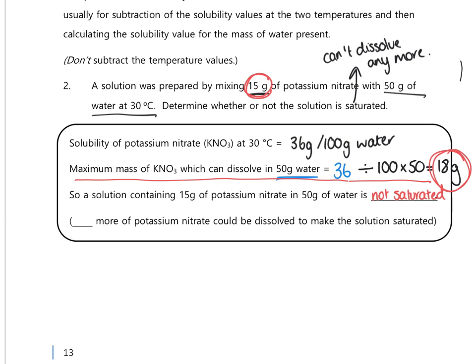So again, there's a couple of different ways you can do this question, but this is the best way to keep it similar to our other calculations. Look at your solubility value and then change it for whatever mass of water that you have. And then bear in mind what your solubility value tells you is the maximum mass that can dissolve in that mass of water. So how many more grams could dissolve in our solution? 3. Perfect. 3 grams more. And if you want to say how we got that 3, you just do 18 minus 15, which is 3.